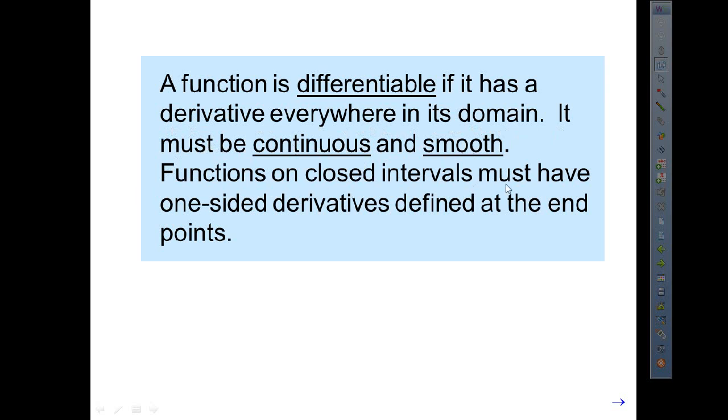Functions on closed intervals must have one-sided derivatives defined at the endpoints to be called differentiable. That was similar to what we were looking at just a second ago, where the endpoints were filled in but the points in the middle were not. That's what we're talking about, the one-sided derivatives.